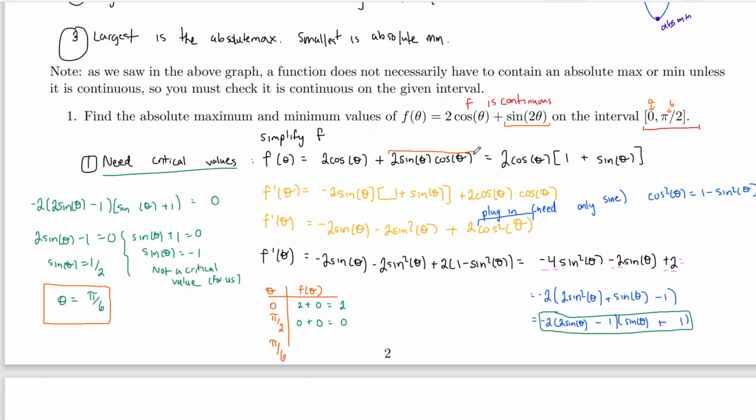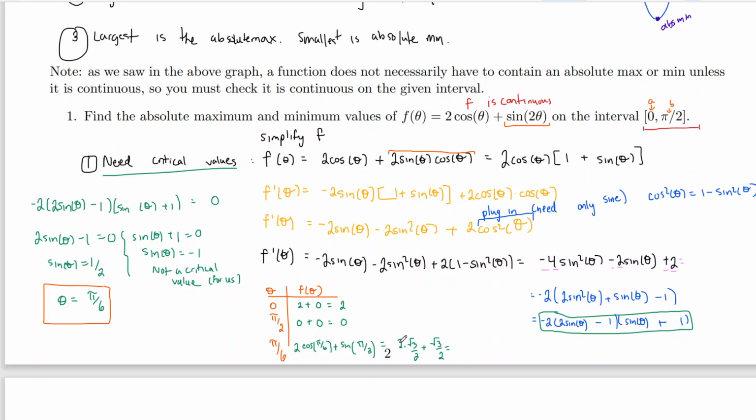Now, pi over 6 is definitely the one you have to know the unit circle for. So I'm going to just plug it in very visually. We have 2 cosine of pi over 6 plus sine. And when we plug in pi over 6 here, our angle becomes 2 times that, which is pi over 3. 2 times pi over 6 is pi over 3. And now cosine of pi over 6 is the square root of 3 over 2. Sine of pi over 3 is also square root of 3 over 2.